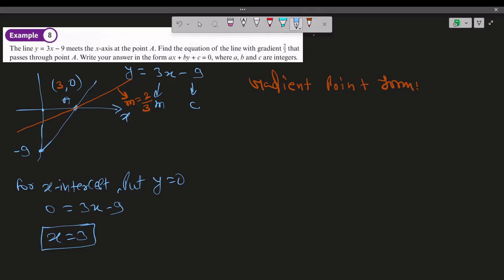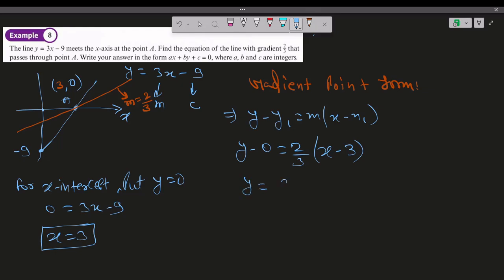And what is the gradient point form? It is y minus y1 equals m into x minus x1, where (x1, y1) is the point through which the line passes. Let us substitute everything. y minus y1, where y1 is 0, equals m, which is 2 by 3, times x minus x1, where x1 is 3. So this is y equals 2 by 3 times x minus 3.